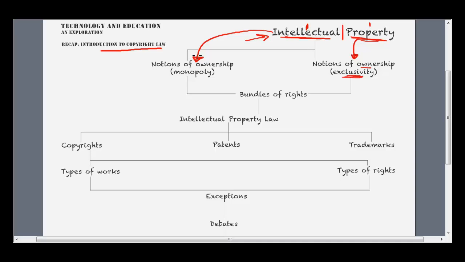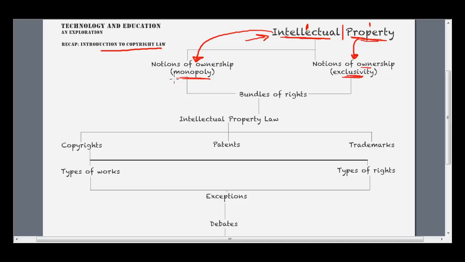So what does it mean to own intellectual property? What are the notions of ownership over an idea? It's a little similar to how the law treats immovable property. Essentially, what the law says is that you have a monopoly over the use of that idea in different ways for a limited period of time.